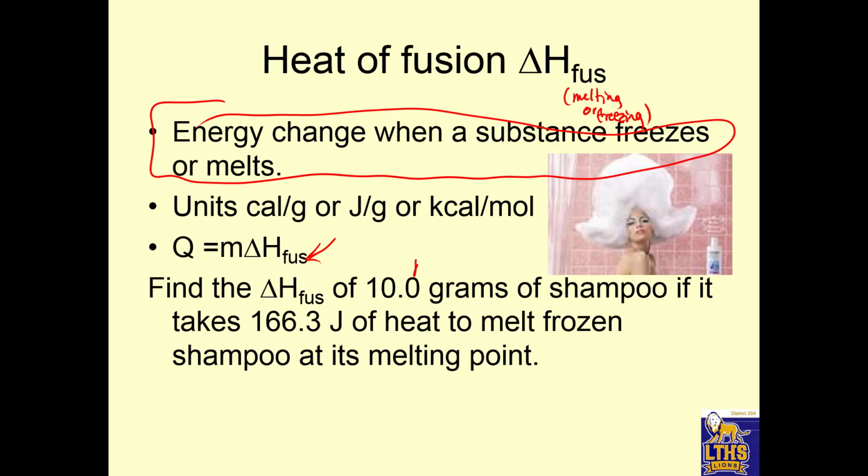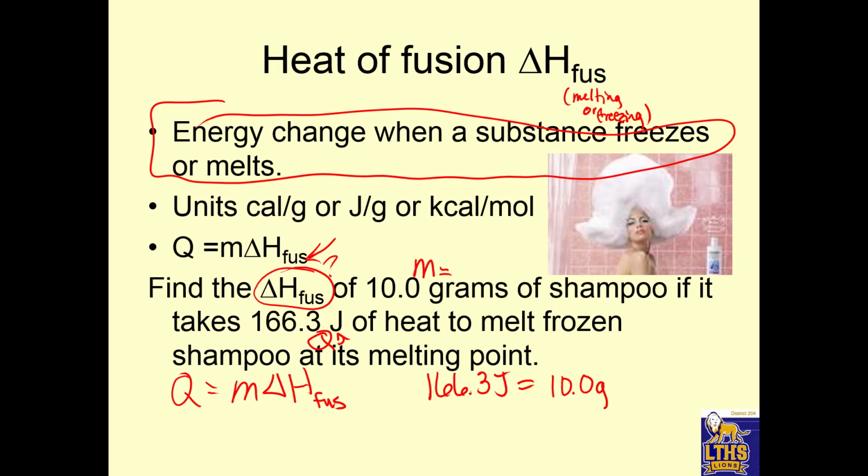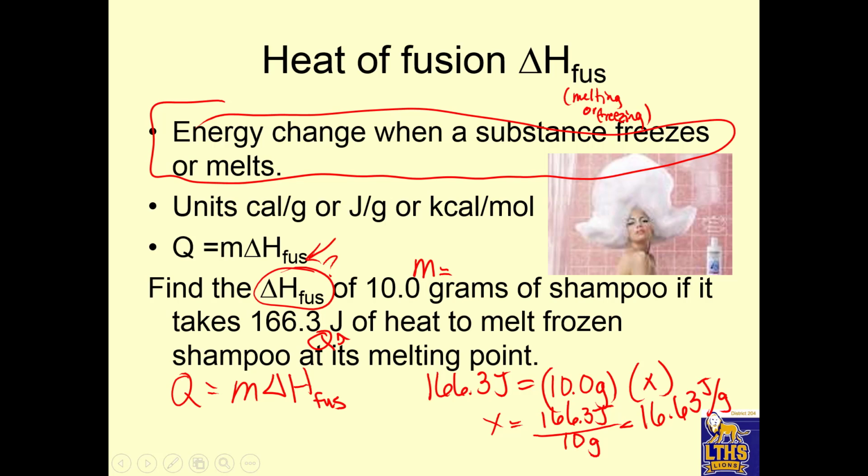The units, and this is where it's going to go. So let's find it. Let's see. So we have an M here for mass. We have a Q here for heat. What are we trying to find? We're trying to find the delta H. So Q equals M delta H fusion. Make sure that you write the formula. 166.30 joules is equal to the 10 grams times the missing thing. So X is going to be the 166.30 joules divided by the 10 grams. So we're going to get 16.63 joules per gram. That's how much energy it takes to melt a gram of shampoo. Okay. So this is for 1 gram. For 1 gram. And that's why it's per gram.